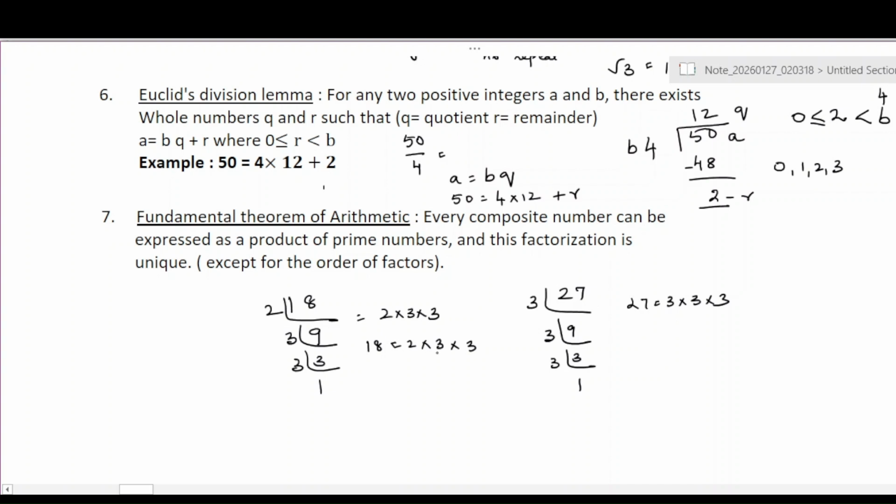For each number, the factorization will be different except for the order. The order is the multiplication order, which can be different. I can write 3 here, or I can write 3 in the beginning, because 18 is divisible by 3 also. The order may be different because in a product the order is not important. In addition or multiplication the order can be anything, but you will get the same result. That is the meaning of 'except for the order of factors'. So every composite number can be expressed as a product of prime numbers, and this factorization is unique.